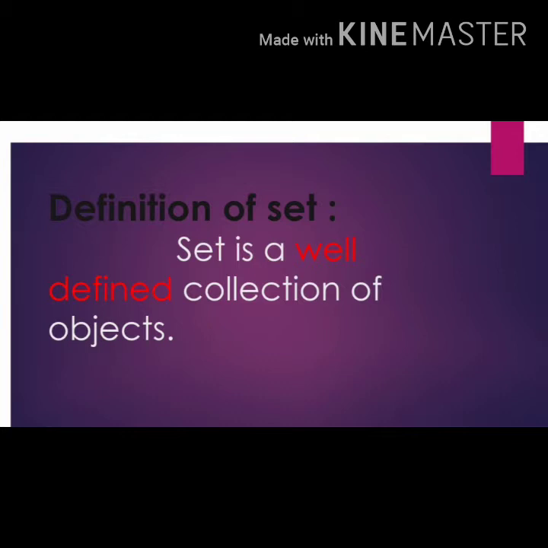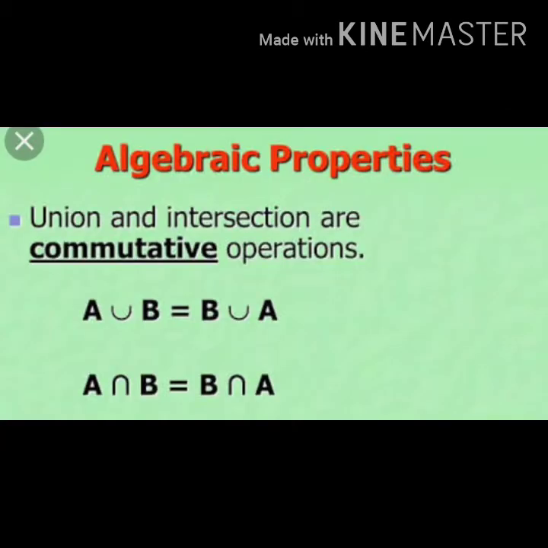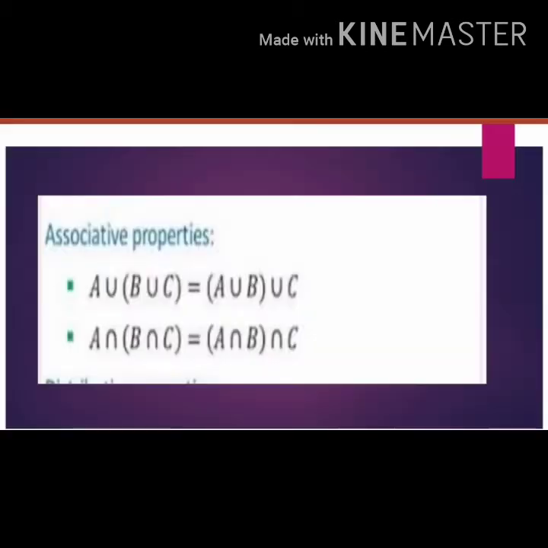Once again, we will revise the definition of set. The definition of set is a well-defined collection of objects. Let us revise the algebraic properties, that is commutative property and associative property. Commutative property is A union B is equal to B union A, and A intersection B is equal to B intersection A.